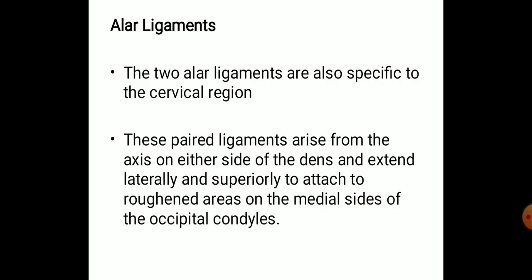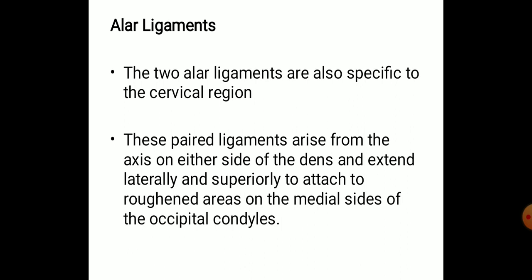And there is one more thing called the alar ligaments. The two alar ligaments are also specific to the cervical region. So the alar ligament is something like a regional ligament for the cervical region. When we talk about the ligaments in any of the vertebral regions, we have common ligaments which we can find all over the spinal column. There are also regional ligaments, which are specific to each of these regions. So in the cervical region, there is something specific to the cervical region, and that is called the alar ligaments.